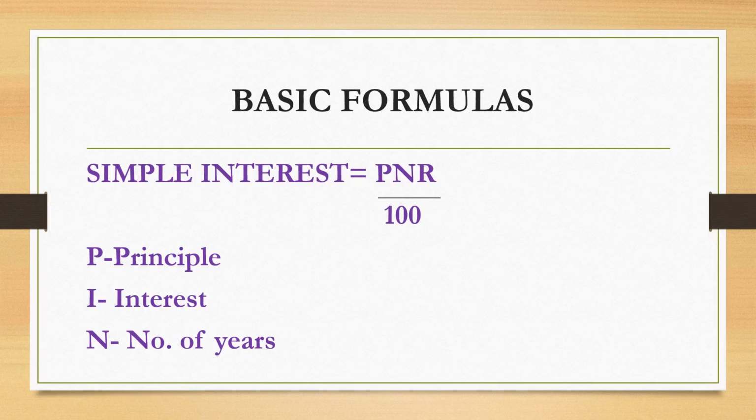Now let's look at the basic formulas in simple interest. How to find a simple interest? The formula for finding simple interest is PNR by 100, where P stands for principal amount, R stands for rate of interest, and N stands for number of years. Now let's move into the questions.